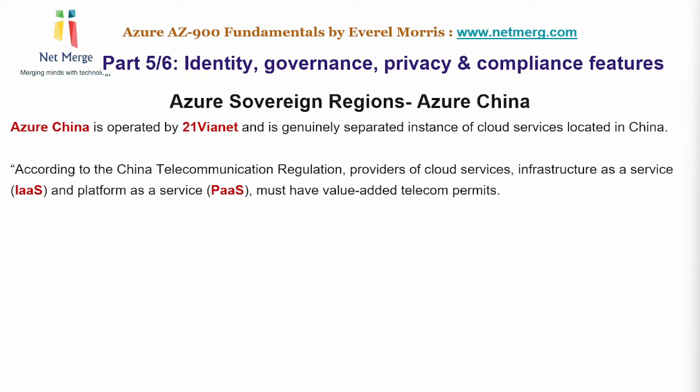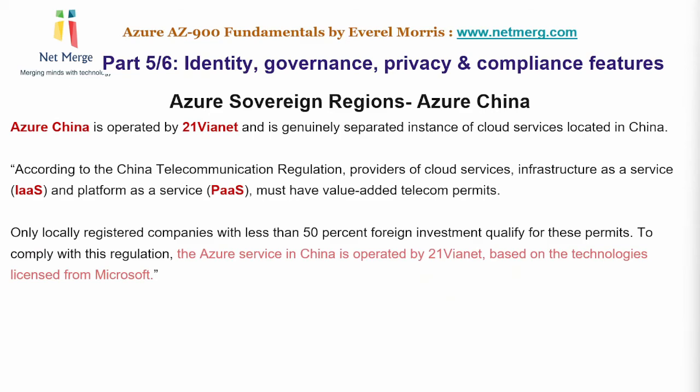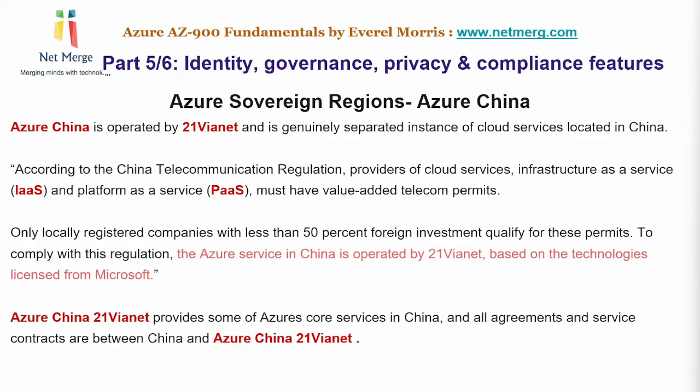providers of cloud service infrastructure at the bottom and the mid-tier level must have value-added telecom permits. Now, to have those telecom permits, you also have to have 50% or more of your investment within the China region in order to qualify. So on those terms, Azure would not qualify. As a result, 21Vianet qualifies, and Azure provides their service through them using a special licensing agreement between Microsoft and 21Vianet in China. So Microsoft doesn't actually do the actual service.